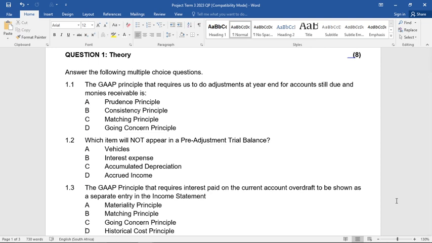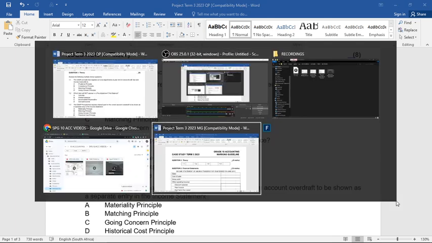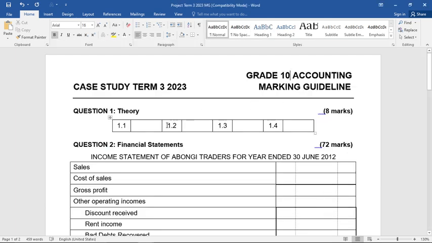The GAAP principle that requires us to do adjustments at the year end for accounts still due and monies receivable is prudence, consistency, matching, or going concern. Okay, hopefully you've already identified the answer here. Are you happy with C, matching? I'd agree with you that C would be the right answer. Okay, please feel free to pause the video if you're still thinking or need a little bit more time.